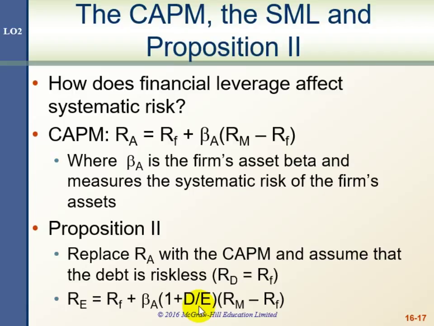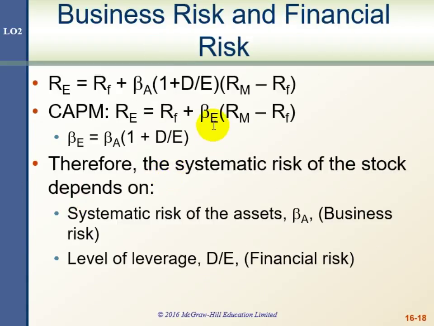So the beta of the assets is multiplied by the equity multiplier through a linear transformation, and that gives you, as we see in the next slide, the beta of the equity. So we can see that the beta of the equity is determined by the beta of the asset times the equity multiplier.